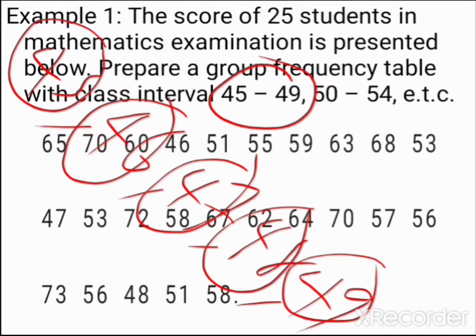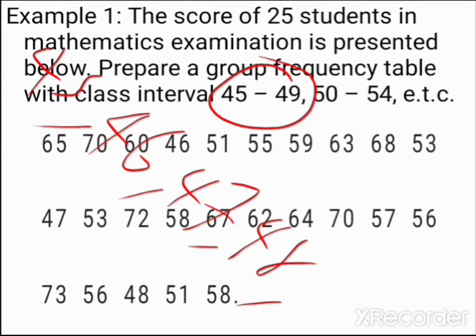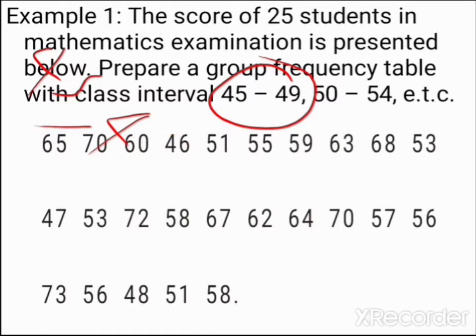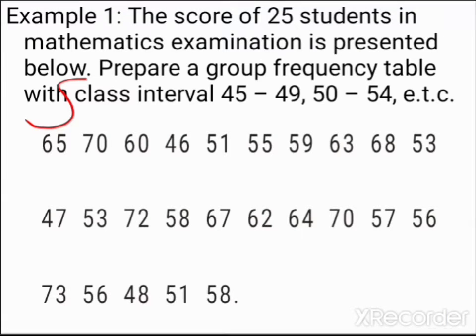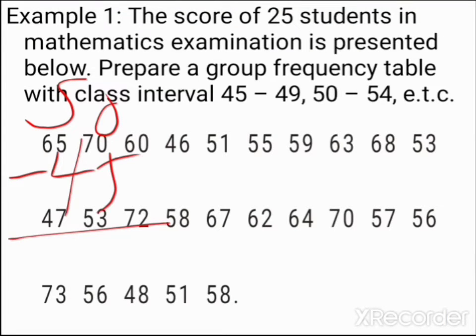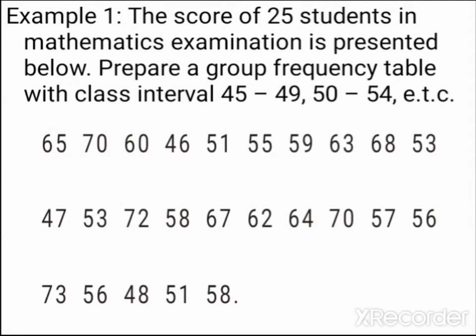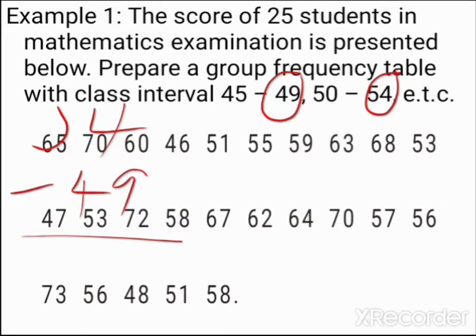Or we can simply state that the class size is the difference between two consecutive lower class limits, which is 50 minus 45, equals 5, which is the class size. Or we can say it is the difference between two consecutive upper class limits, which is 54 minus 49. That will give us another 5. So that's the class size.